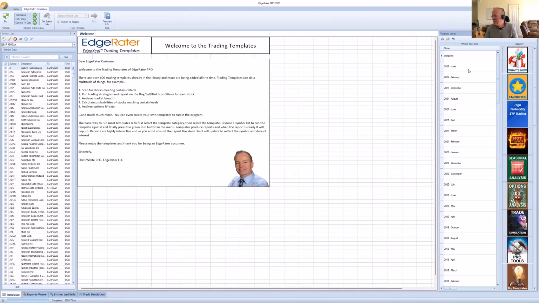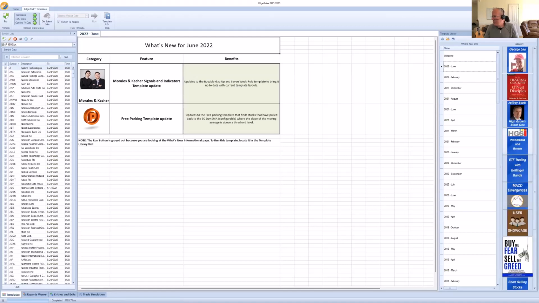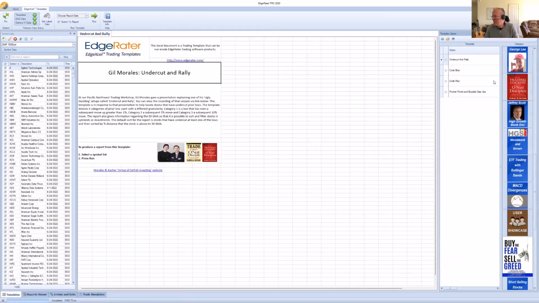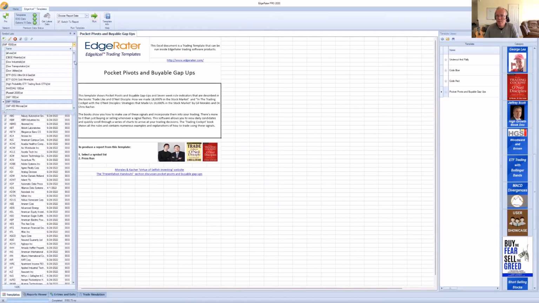But yeah, June 22, there was an update to some of the templates, the free parking template update and the MK signals and indicators update. There wasn't much change in the functionality there, but what happened was, I'll just bring up the MK mouse capture template. I changed the name of this, so it's a very small change, but then in the actual report, I changed, let me just run that on the CBOEs.